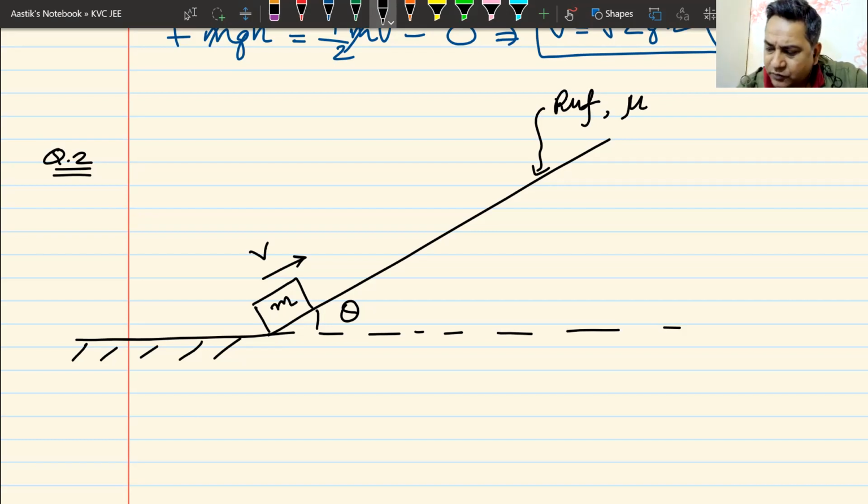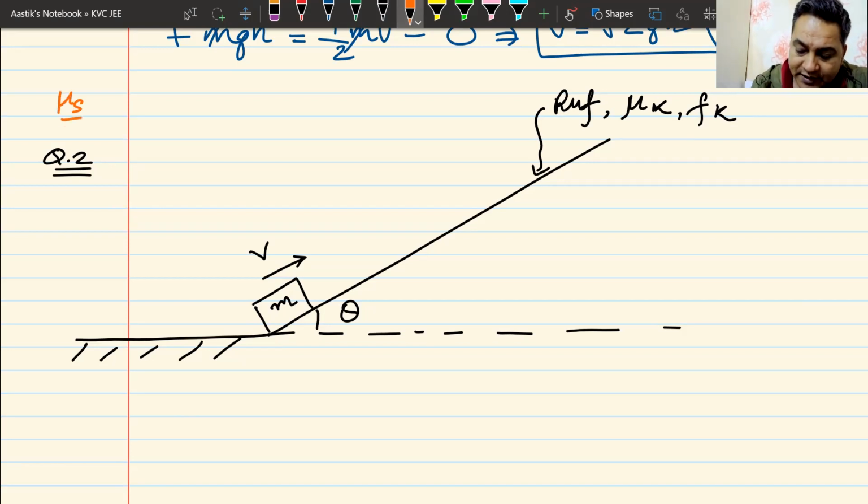Sometimes someone, I think Vahini, was getting confused between mu k and fk. Mu k is the coefficient of kinetic friction, and fk is the frictional force. Don't get confused between these two terms. Similarly, mu s is the coefficient of static friction. You must remember that mu s is always greater than mu k. But sometimes in the question, only mu is given. It is not mentioned whether it is mu s or mu k.